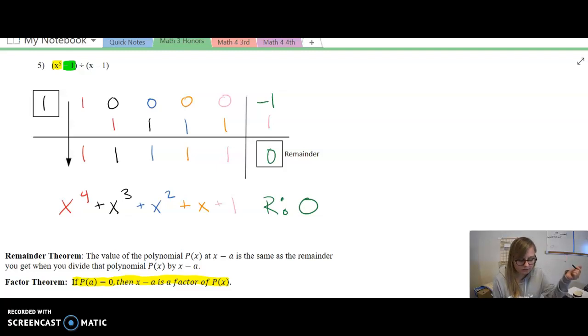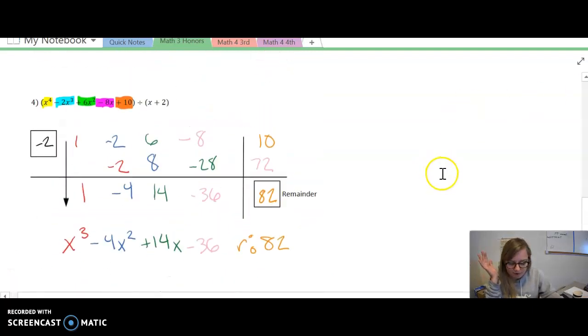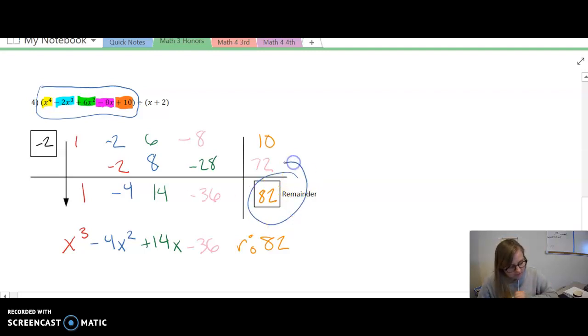So now we have remainder theorem. The value of the polynomial p of x at x equals a is the same as the remainder when you divide that polynomial p of x by x minus a. So you're probably thinking, Ms. Smith, that doesn't make any sense. So let me describe it really quick. So all that means is, let's go back to number 4, the one you did by yourself, is when I put -2 into our original equation, this guy, you will get 82.